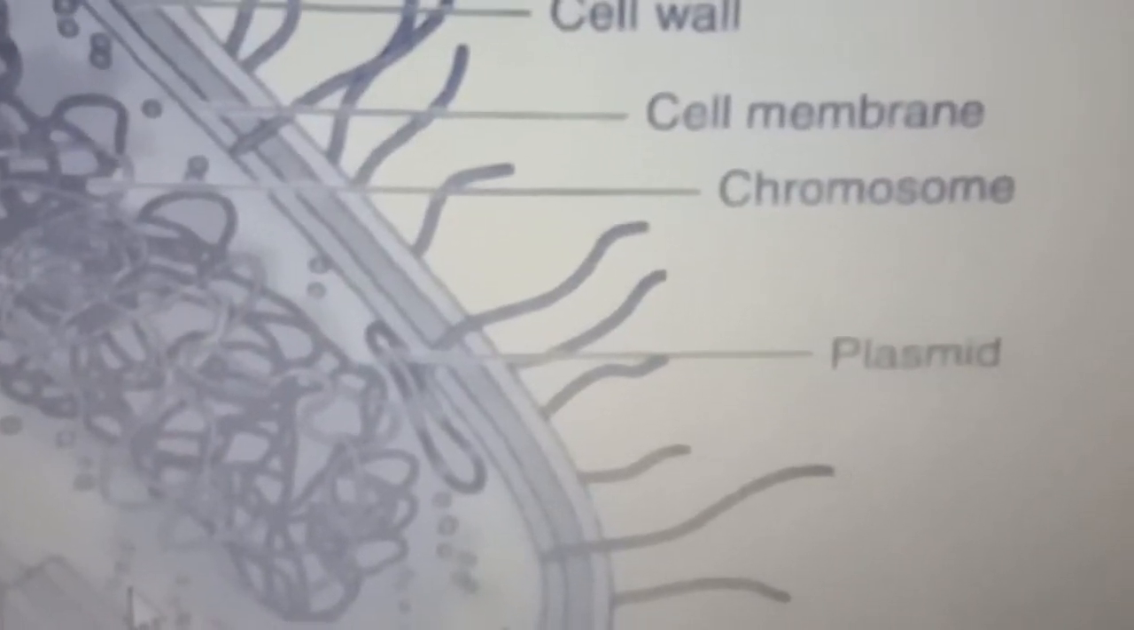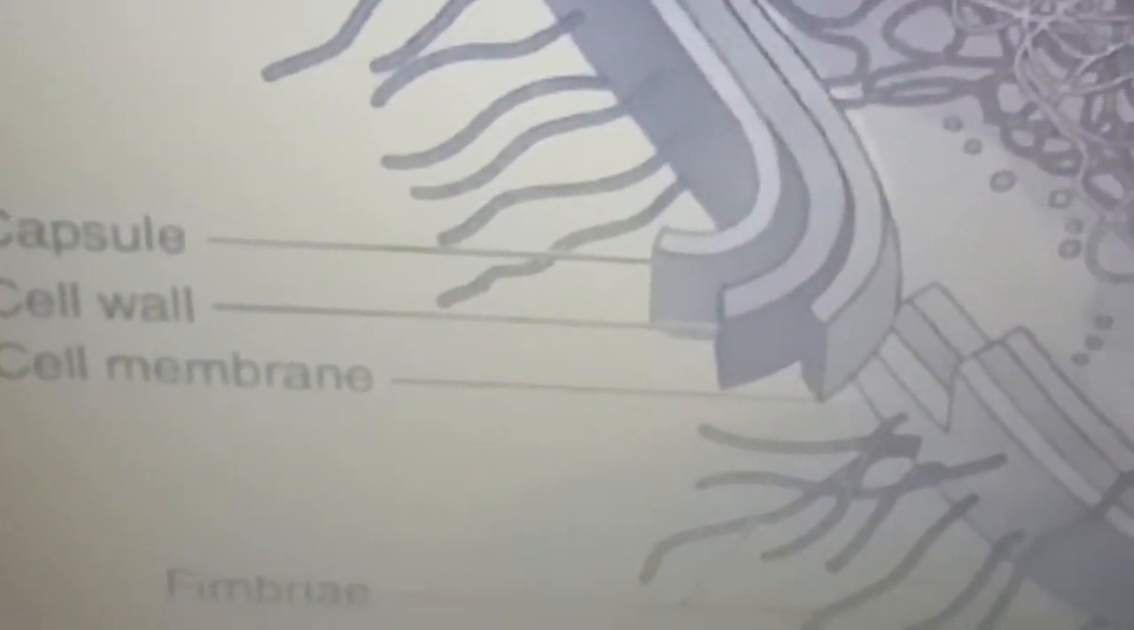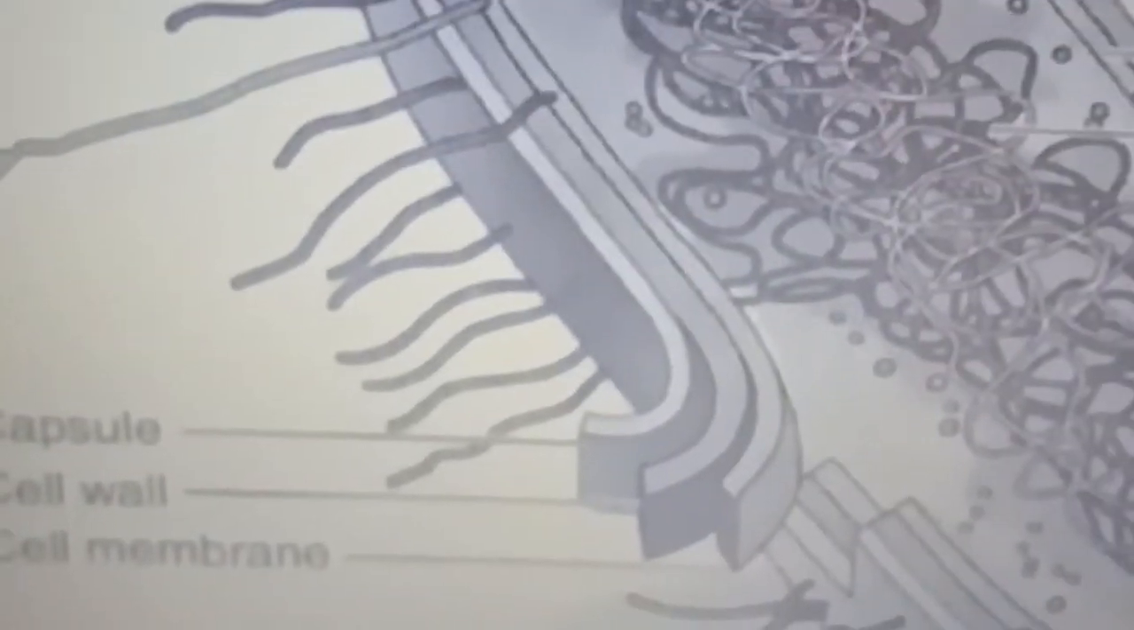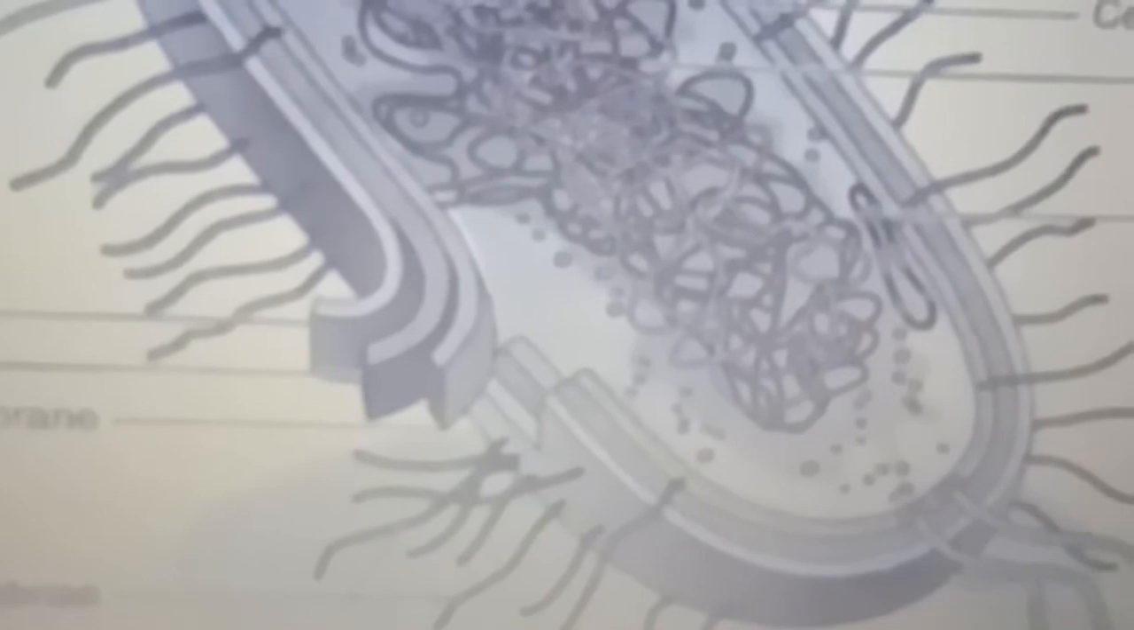Next, the capsule. The glycocalyx is a thick layer of material located outside the cell wall. It is slimy, gelatinous material produced by the cell membrane and secreted outside the cell wall. There are two types of glycocalyx, namely the slime layer and the capsule.